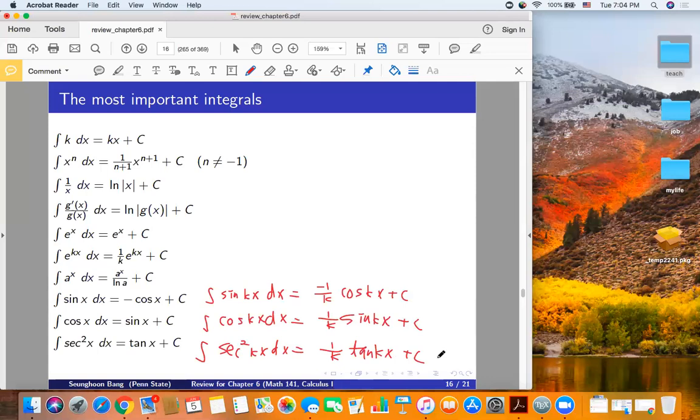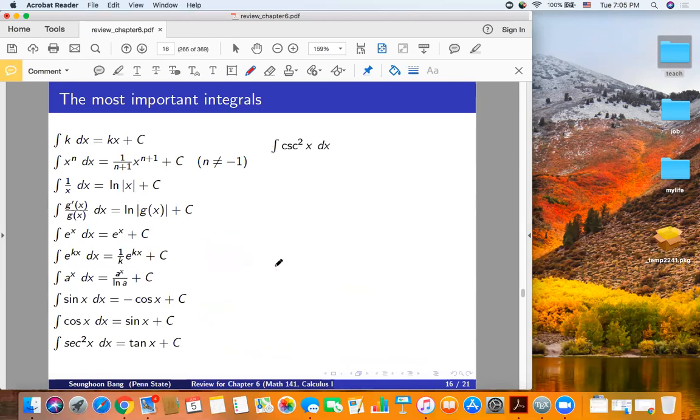How can you find these? We can use u substitution, where u is the inner function kx. You can apply u substitution to sine kx, cosine kx, and secant squared kx, and you get these answers. You can memorize them, but the general form is better. The integral of cosecant squared is negative cotangent. The integral of secant tangent is secant. The integral of cosecant cotangent is negative cosecant.